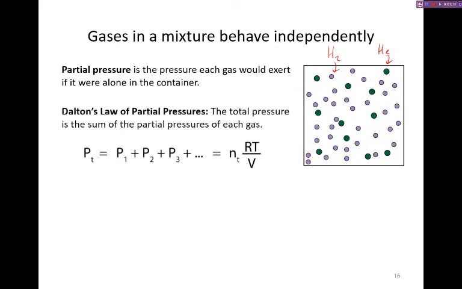Dalton's law of partial pressure states that the sum of the partial pressures will equal the total pressure inside the container. In other words, if we knew the pressure of the hydrogen particles and the pressure of the helium particles, we can sum them together, and that gets us the total pressure.